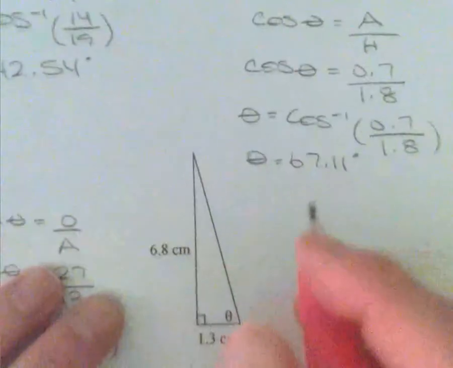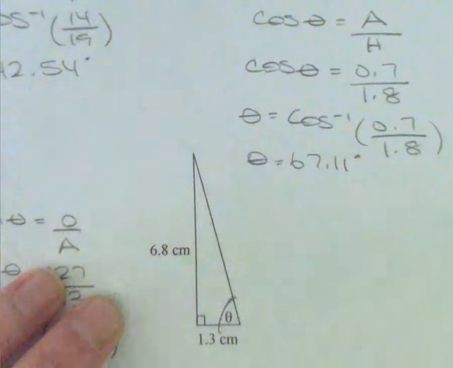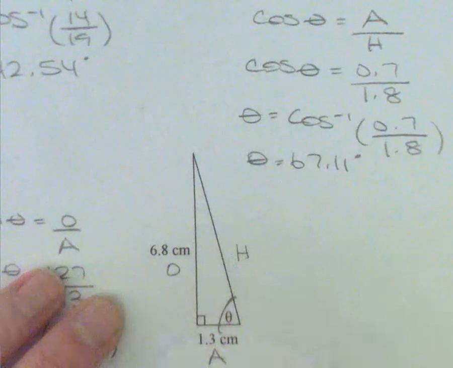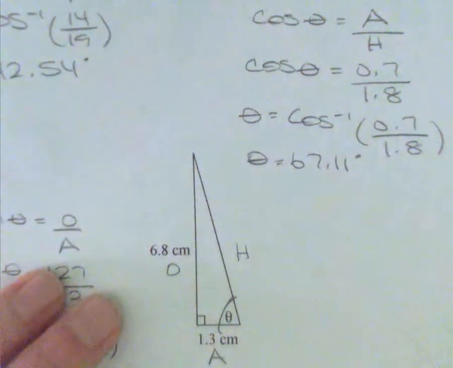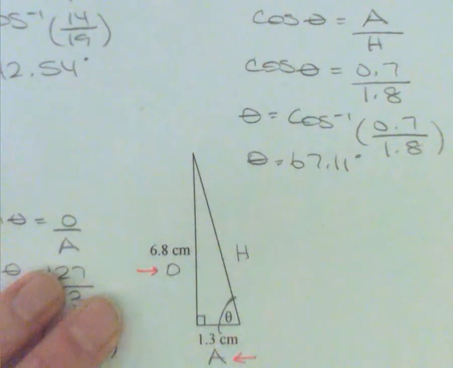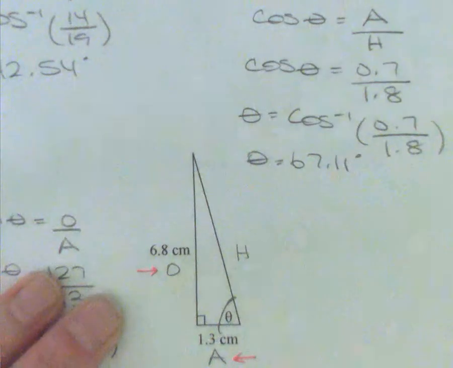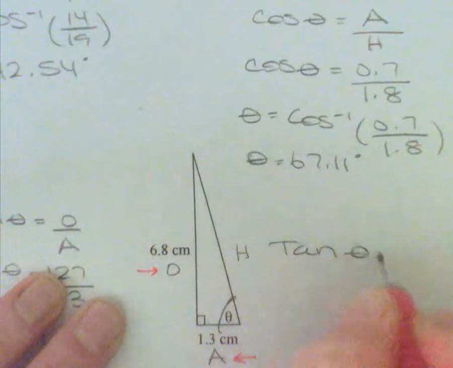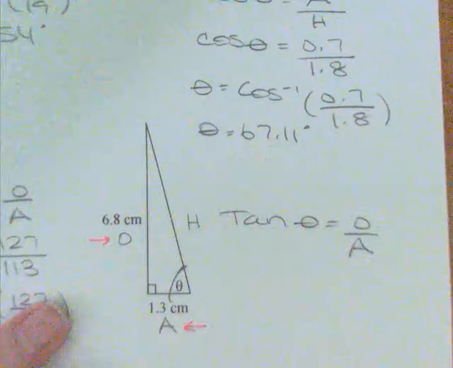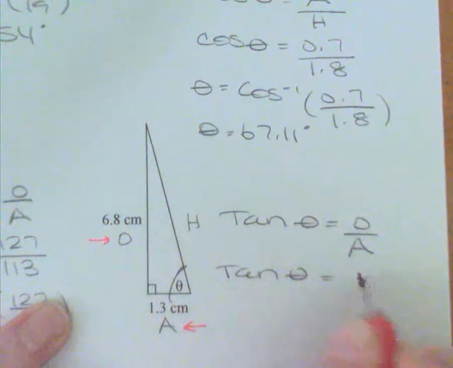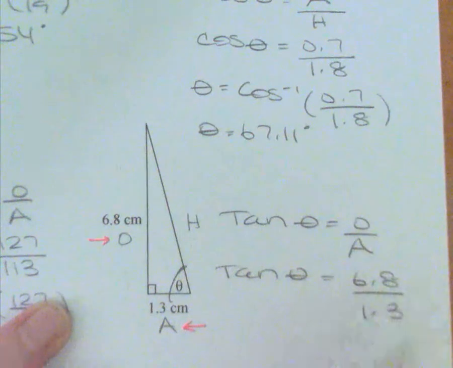Okay, last one. There's my angle. Hypotenuse is the longest side. There's opposite, there's adjacent. So there's my opposite, there's my adjacent. So again, I want the tan ratio. The one that uses opposite and adjacent. So we're looking for an angle. The opposite is 6.8, the adjacent is 1.3.